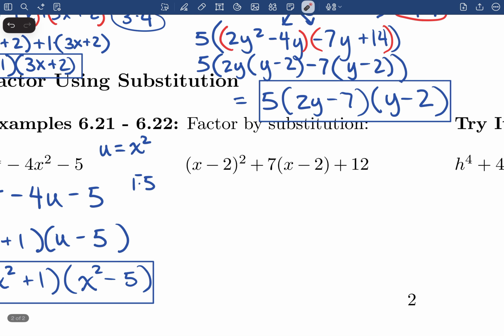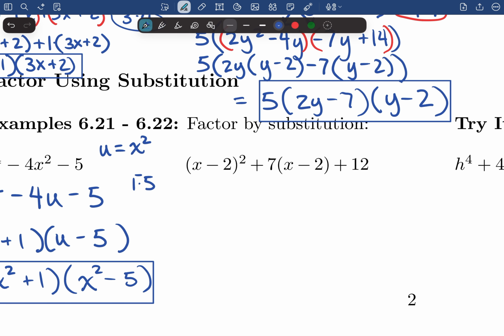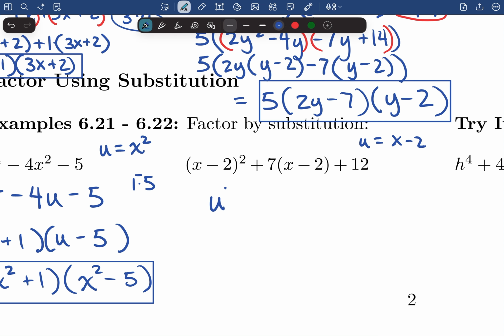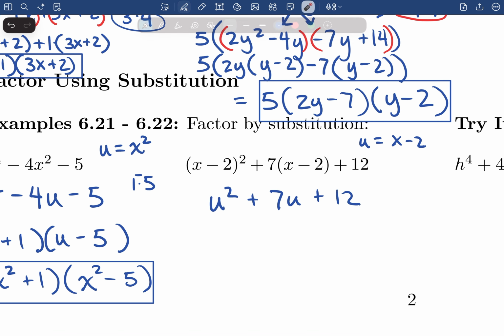Let's try this process one more time right here in this example. This says x minus 2 squared plus 7 times x minus 2 plus 12. Well, this looks like a quadratic, but instead of just x, we have x minus 2. So what I could do is say that there's this u that equals x minus 2. So I'm going to say x minus 2 equals u. And so I'll turn these x minus 2's into u's, and I'll have u squared plus 7u plus 12. And I will now factor this once the substitution is in.